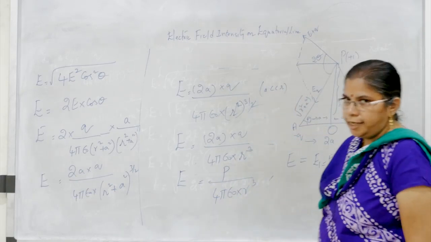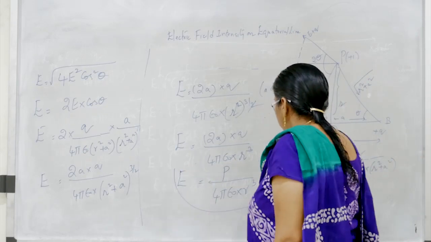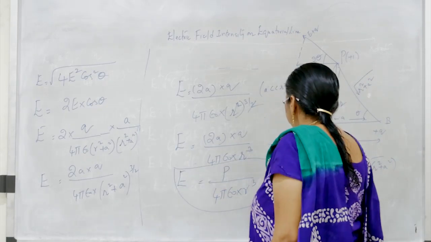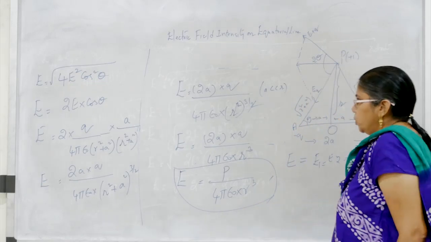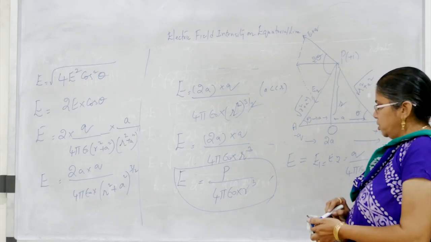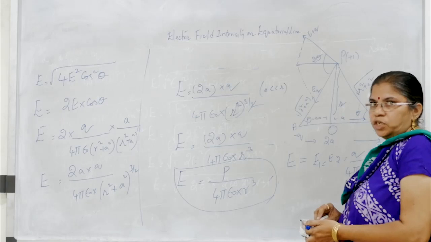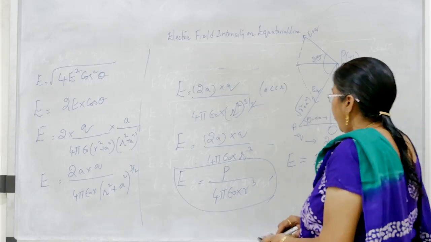So this is the expression for electric field intensity on the equatorial line. So this is exactly half of the expression for electric field intensity on the axial line.